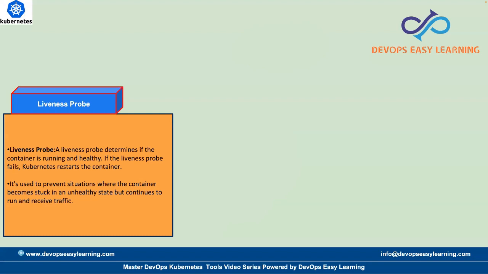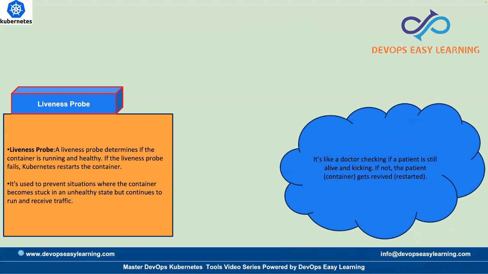So the liveness probe, in simple language, is just a mechanism that Kubernetes uses to check if the container is actually running. It's like a doctor checking if a patient is still alive and kicking. If not, the patient gets revived, right? Just like checking if the container is alive.